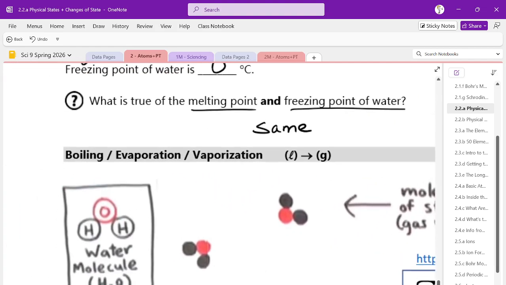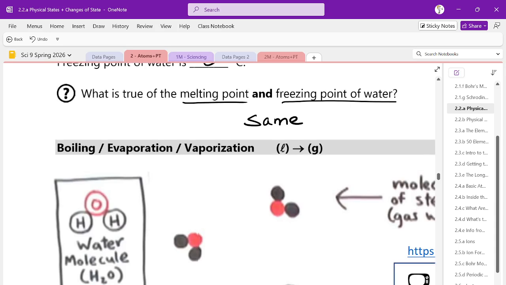So we are looking at boiling or evaporation or vaporization. That's all going from liquid to gas. Page 46.